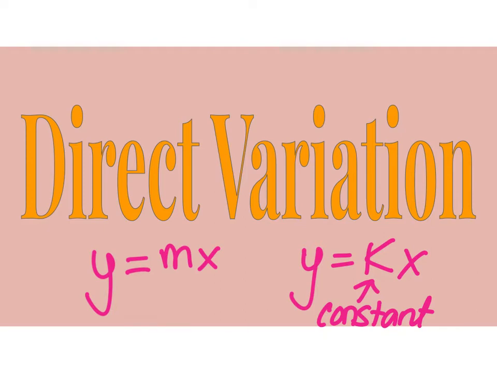But the K and the M are very similar. The K is the rate at which something is happening. The K is the constant. The K is the slope, and so on and so forth.